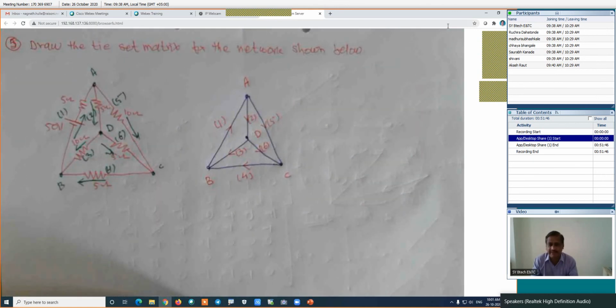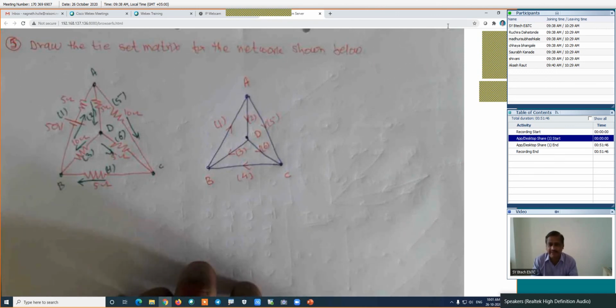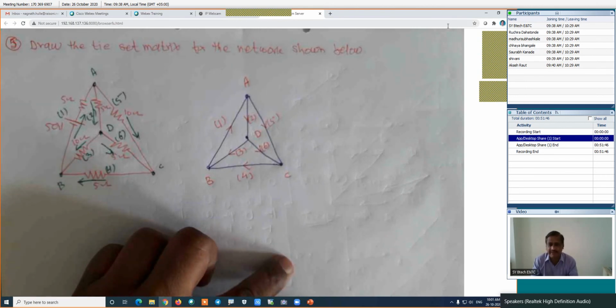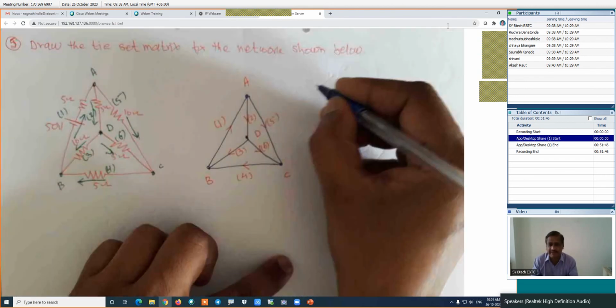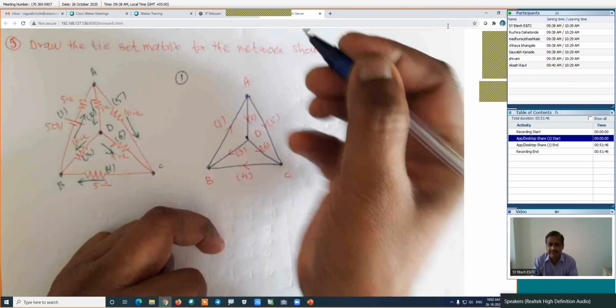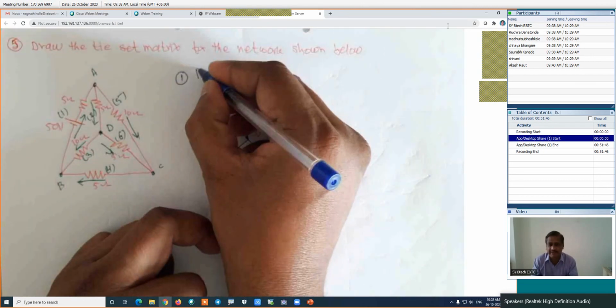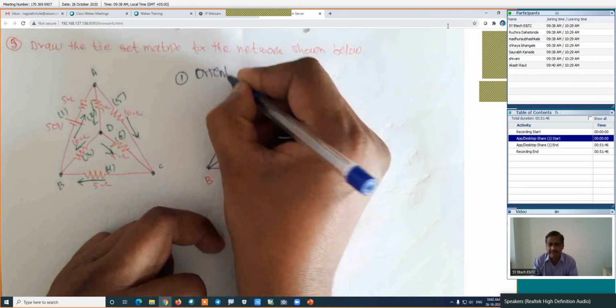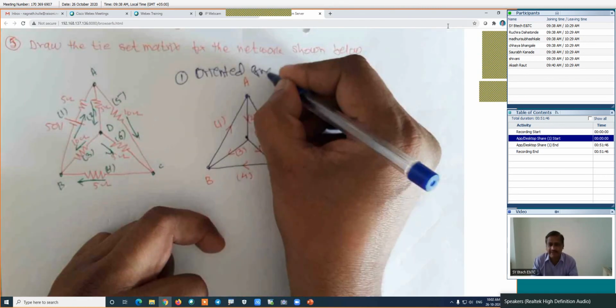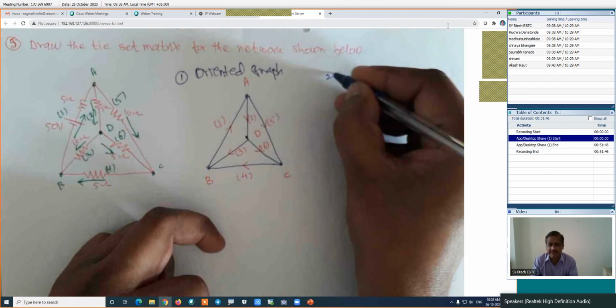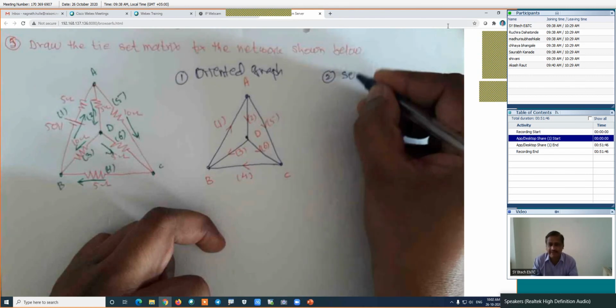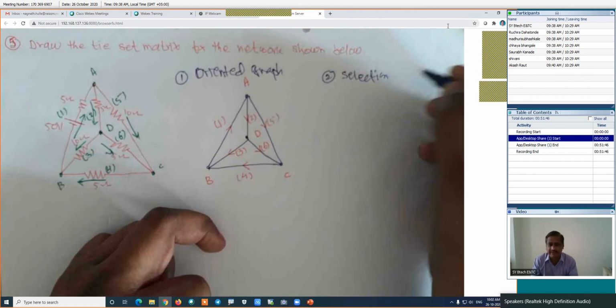Is it right? If we have the graph, we are interested in preparing the fundamental tie-set or fundamental circuit matrix or tie-set matrix. Means first we have to select a tree. What is the first point? First point is the preparation of the oriented graph. Then second point is selection of a tree.